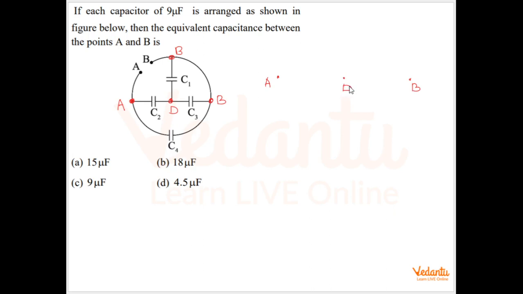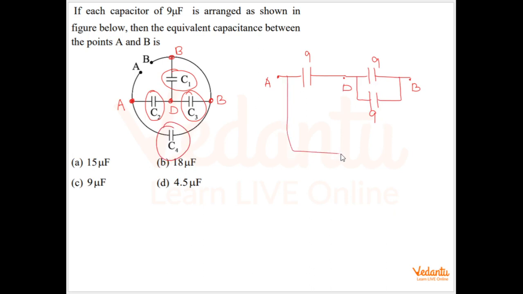All the capacitors are 9 microfarads. So there will be a capacitor C1 between B and D. I will draw that capacitor 9 microfarads. There will be a capacitor C2 between A and D. I will draw that capacitor 9 microfarads. There is a capacitor C3 between B and D. I will draw that capacitor 9 microfarads. And there is a capacitor C4 between A and B. I will draw that capacitor 9 microfarads.